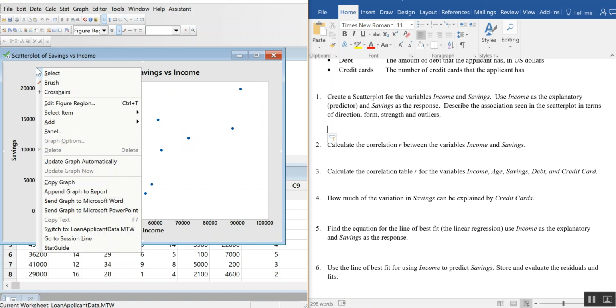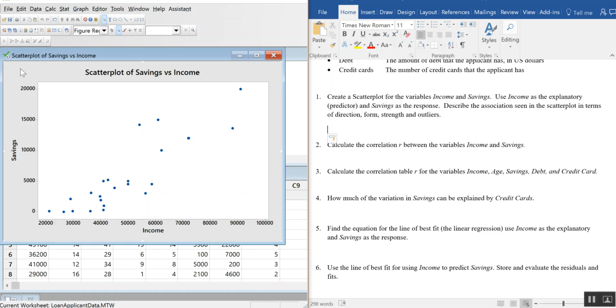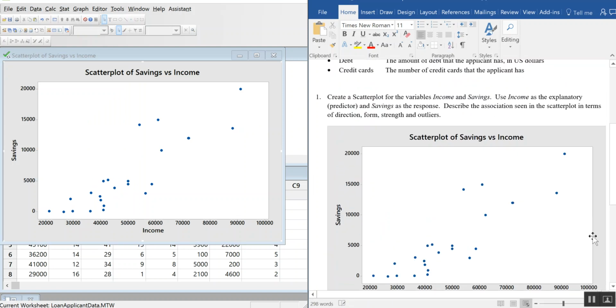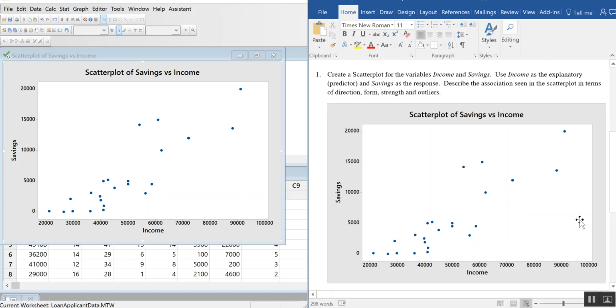Alrighty, so there's our scatter plot. I'm going to right click in the gray space to bring up the option to copy the graph over to my Word document, and then I'm going to describe the FODs, or form, outliers, direction, and strength.